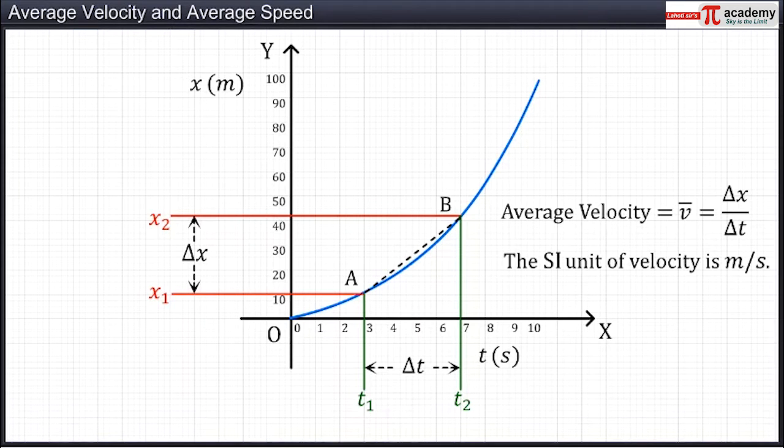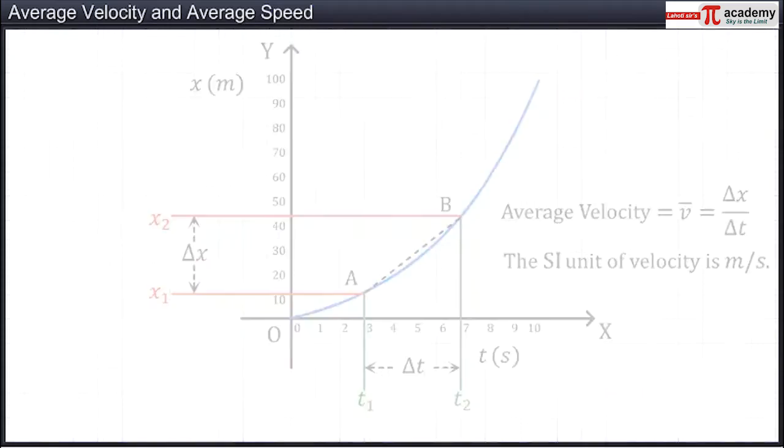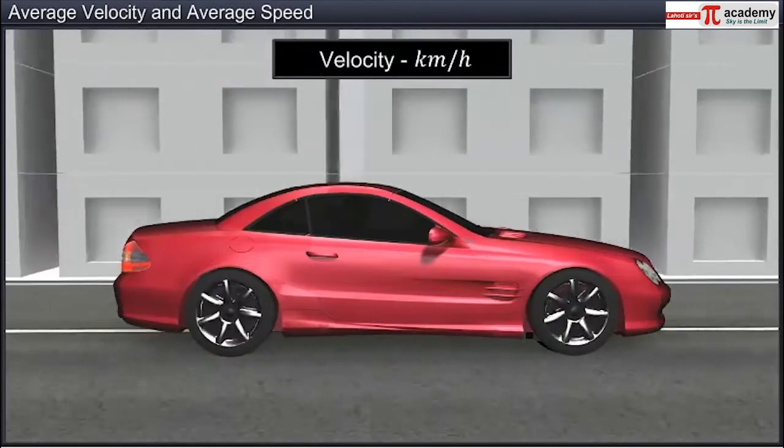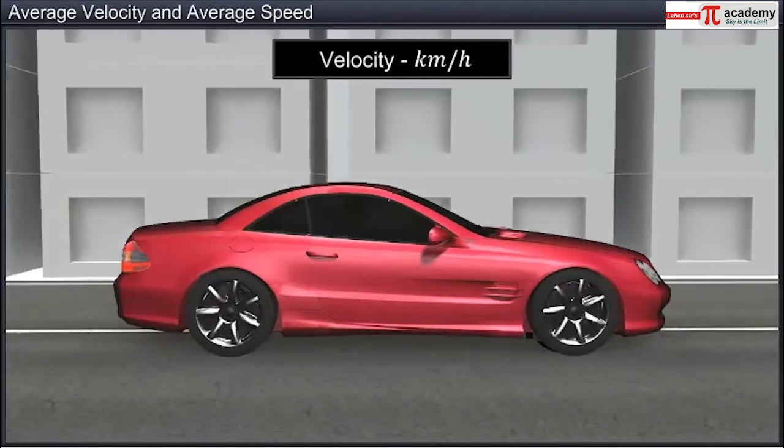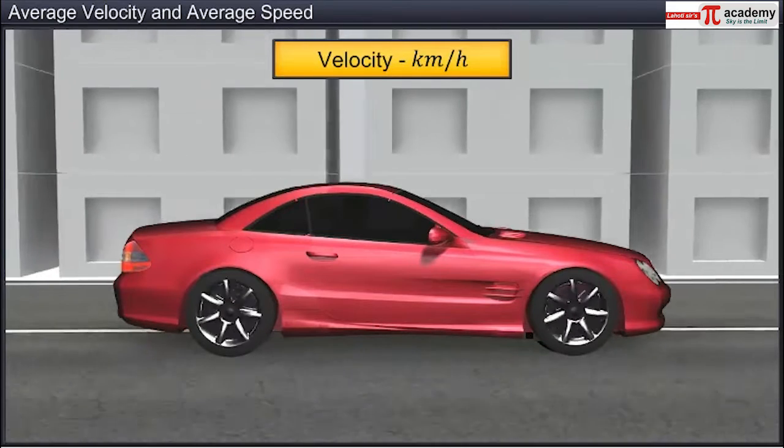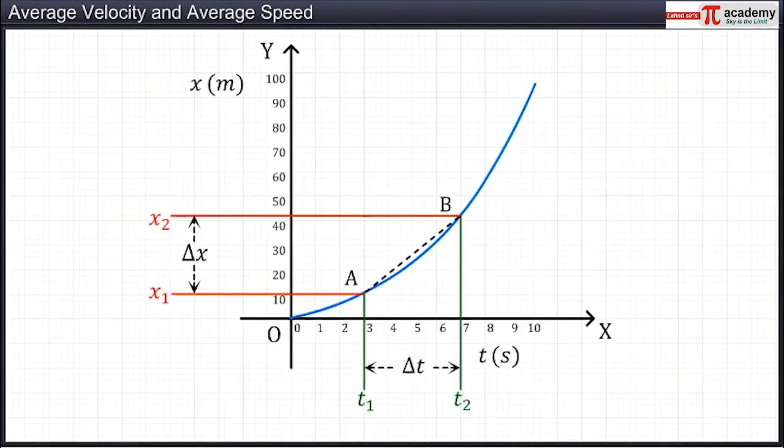The SI unit for velocity is meter per second. The velocity of vehicles is generally expressed in kilometers per hour. Let us take the readings from the graph and calculate the average velocity of the body from point A to point B.